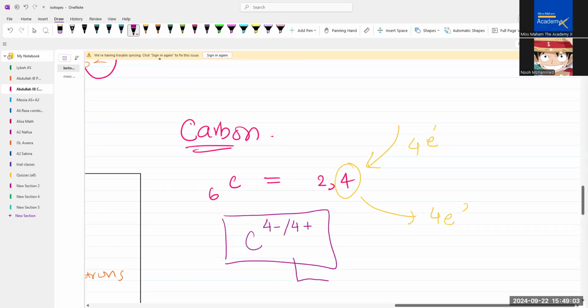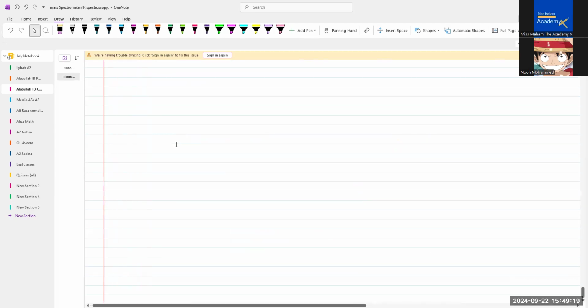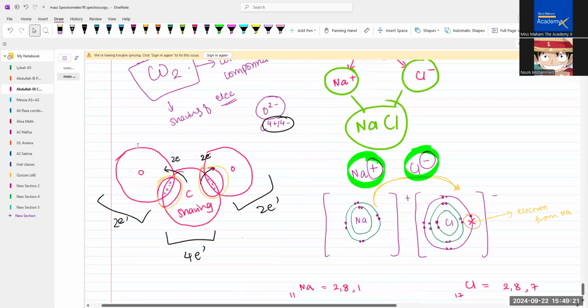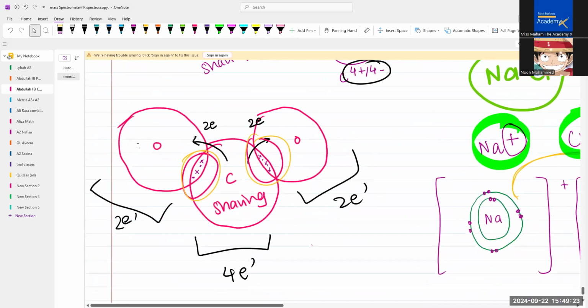That is why carbon is usually in covalent compounds and not ionic compounds. So covalent compounds, it's always sharing of electrons, right? So this is how carbon manages to share electrons with oxygen. It doesn't directly donate, it shares. Okay, I get it now. Just give me a minute.